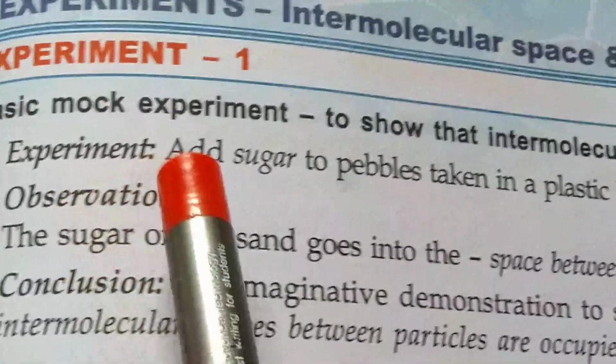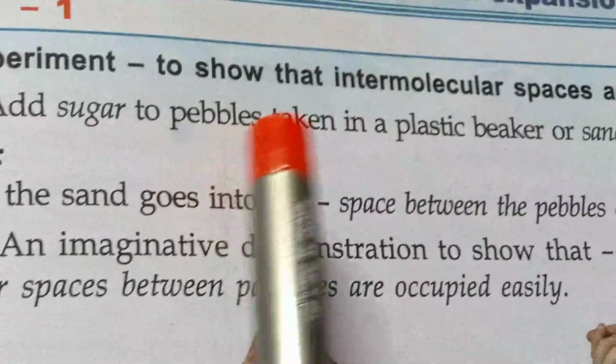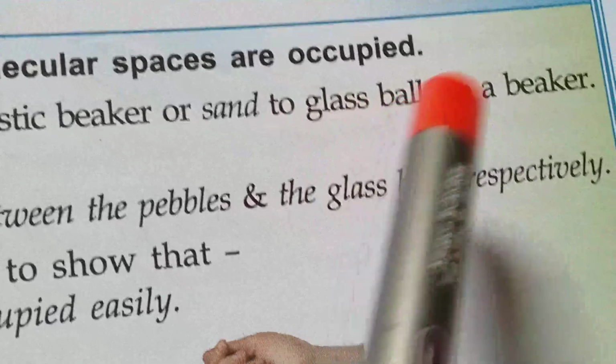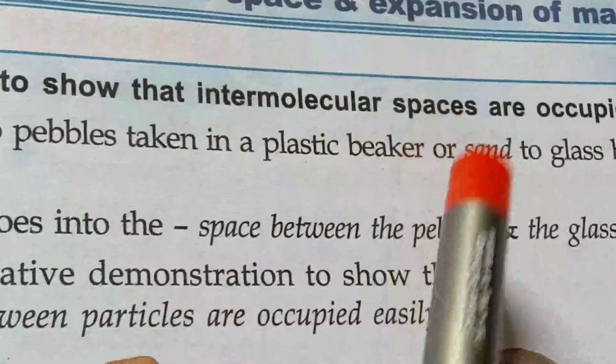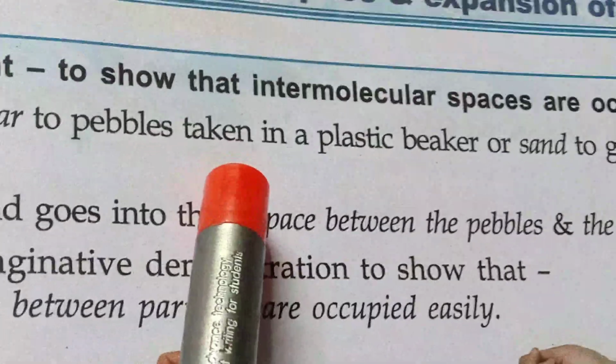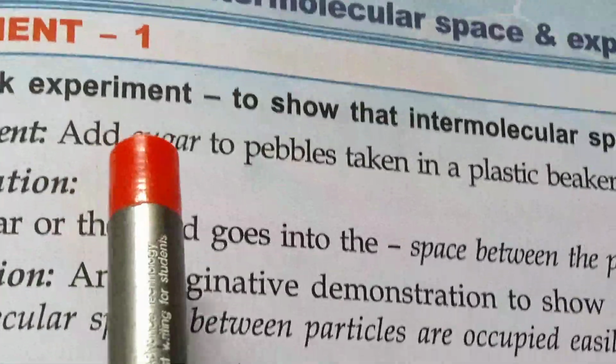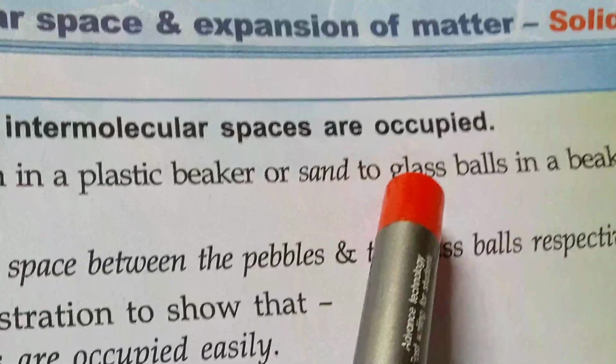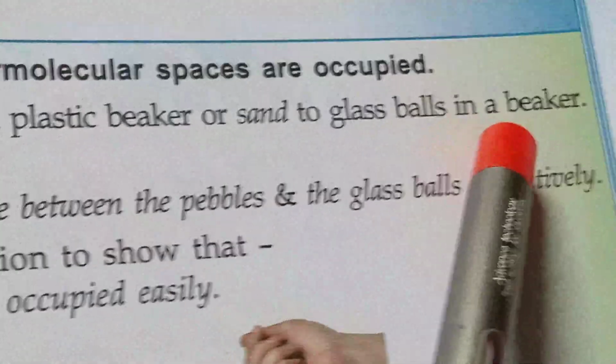First experiment, add sugar to pebbles taken in a plastic beaker, or sand to glass balls in a beaker. So in these two ways we can start our experiment. First of all, we can take some sugar with pebbles in a plastic beaker, or sand with glass balls in a glass beaker.